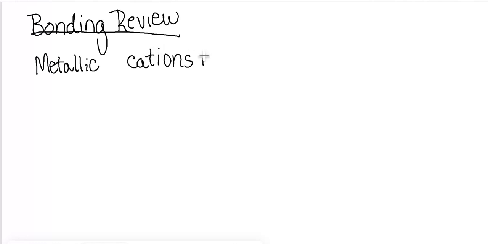Last part of this is I want to talk about the different types of bonding. We're going to start with metallic. Metallic is not a true bonding. That's why we don't draw structures for them. They are considered cations in a sea of mobile electrons, which causes all of the properties of metal.